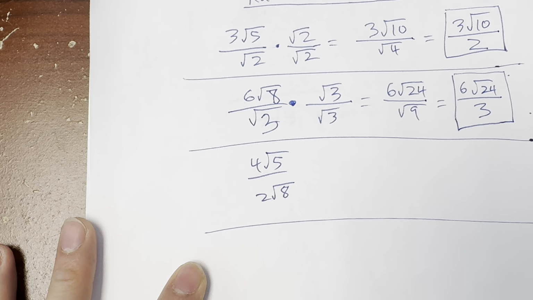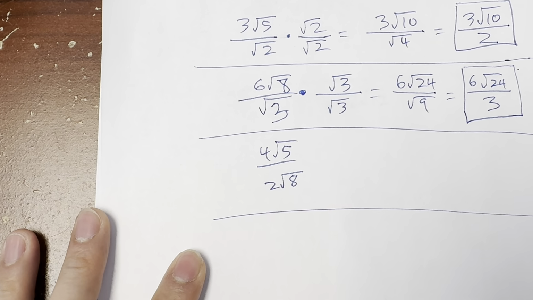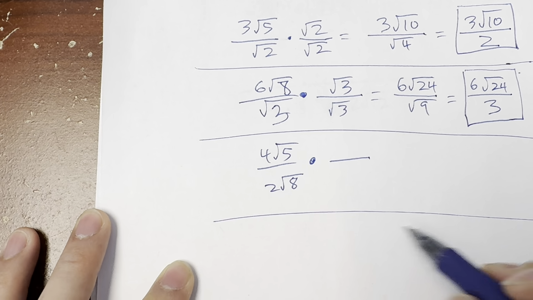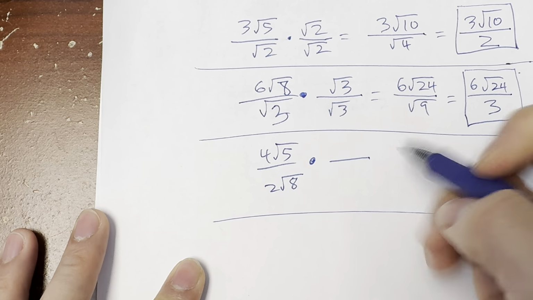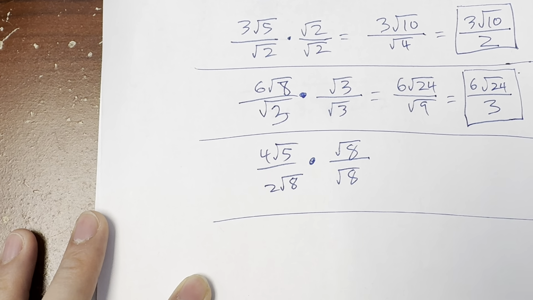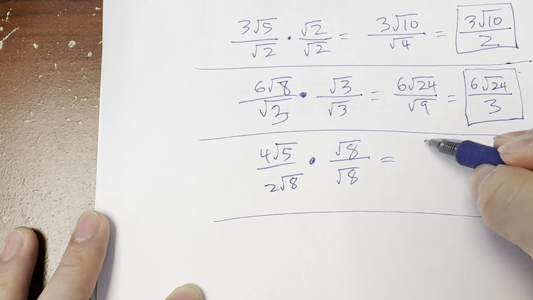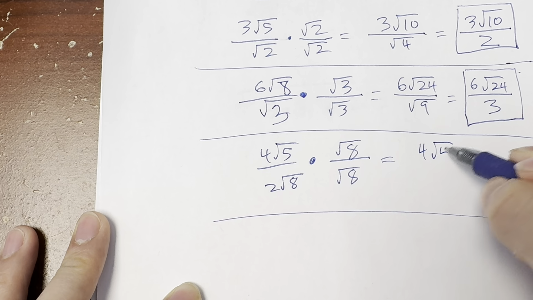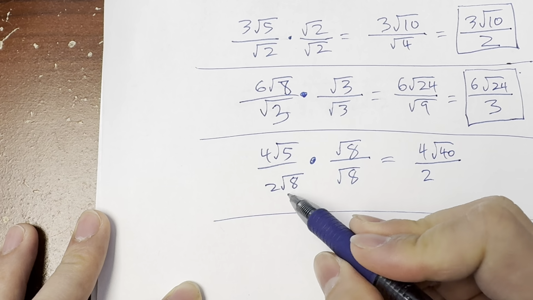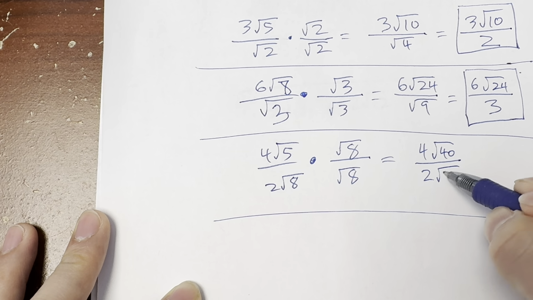All right, what happens over here? Same thing, right? But instead of selecting the 2 root 8, you always want to select whatever the denominator is. And in this case, it's just root 8. Okay, so root 8 over root 8. So I'm just going to do the multiplication process again. 4 times 1 is 4. 5 times 8 is 40. 2 times 1 is 2. And root 8 times root 8 is going to be root 16.